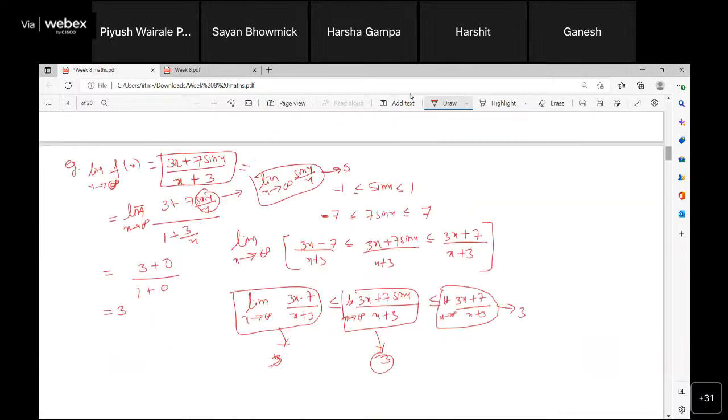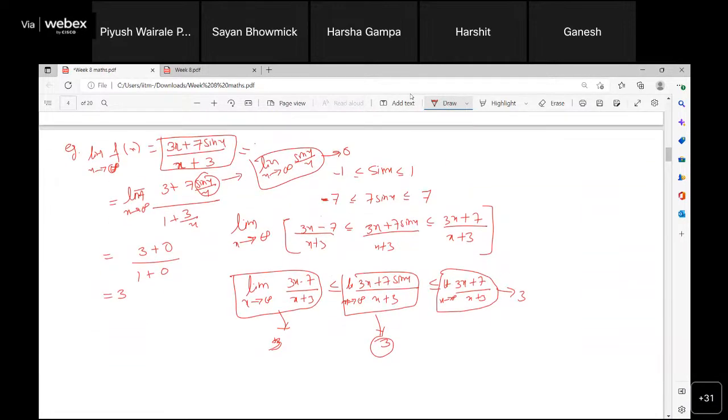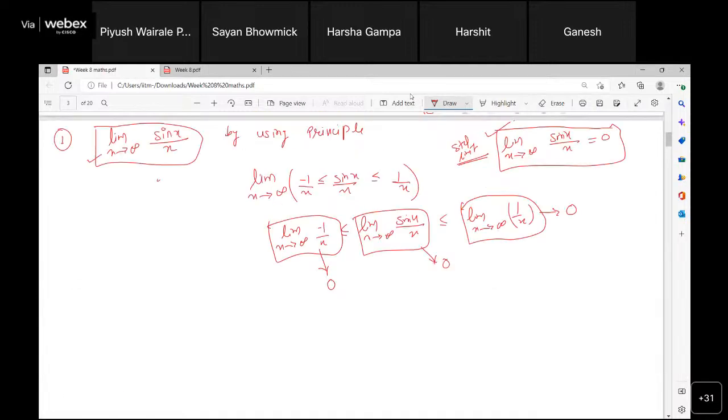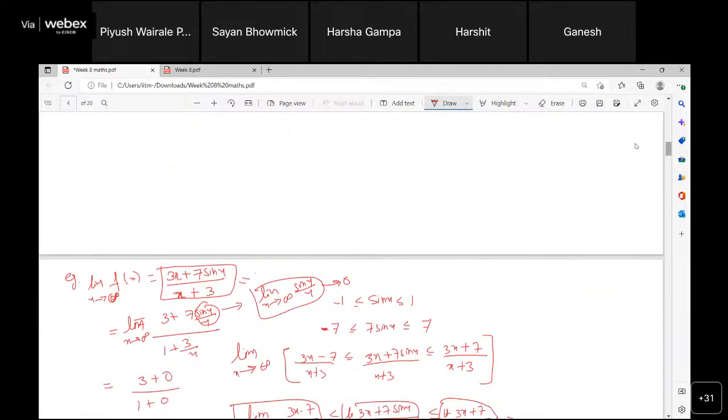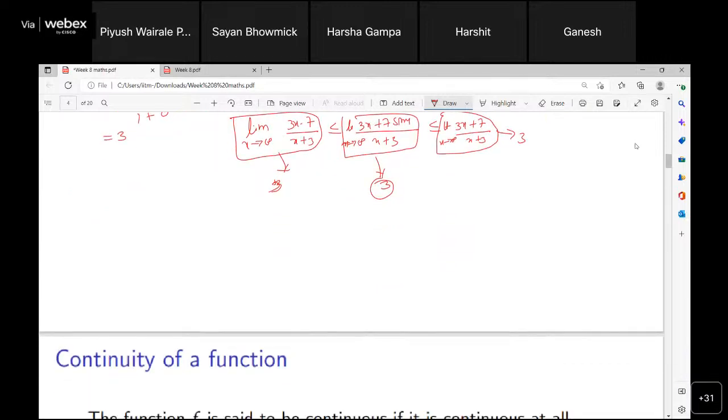Yes, sir. If we use the sandwich principle, then the function is necessarily bounded? Yes, it should be a bounded function between these two functions. If the function is not bounded, then I can't use that one. No, you cannot use it. Okay, sir. Then what is a bounded and unbounded function?